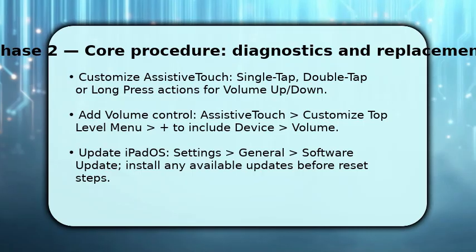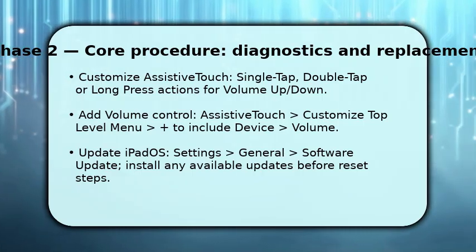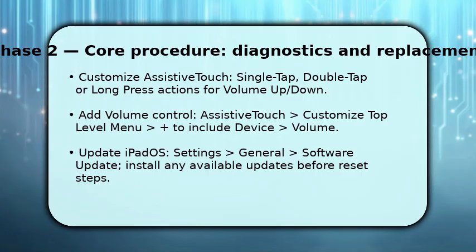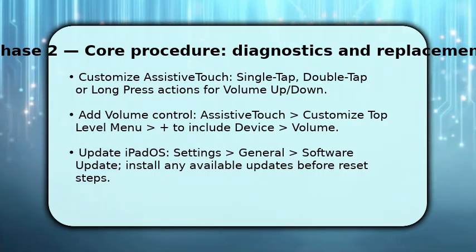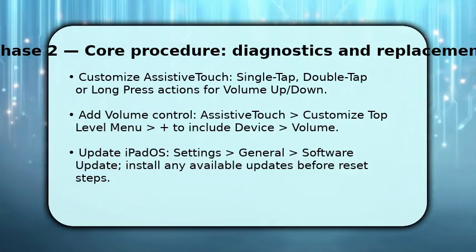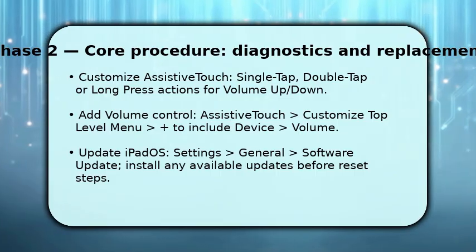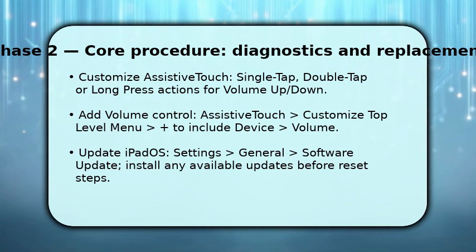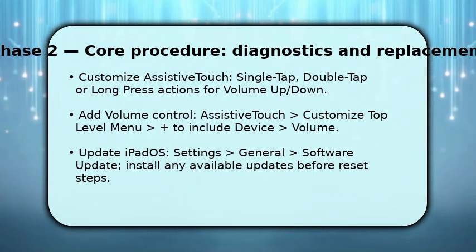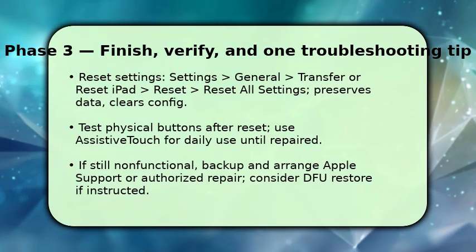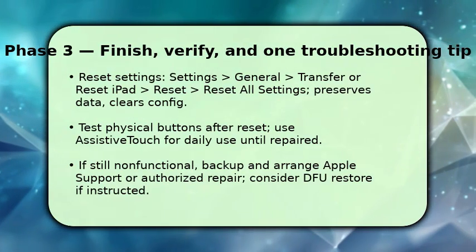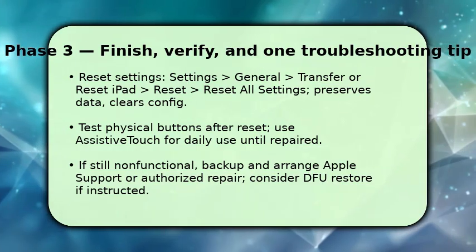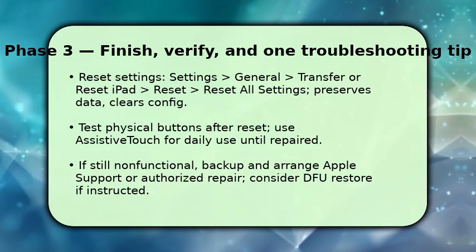Also check Settings General Software Update and Install Updates, because firmware fixes can restore button behavior. If software is current, we move to resets that won't erase data, but can fix corrupt settings. Finish by resetting settings to clear any configuration faults. Go to Transfer or Reset iPad and choose Reset All Settings. This preserves your apps and data, but restores system options that might block buttons.